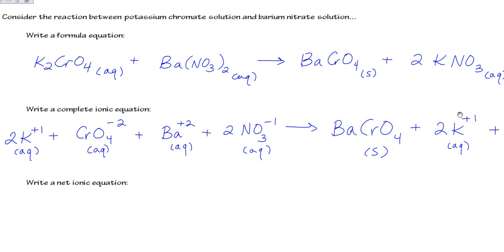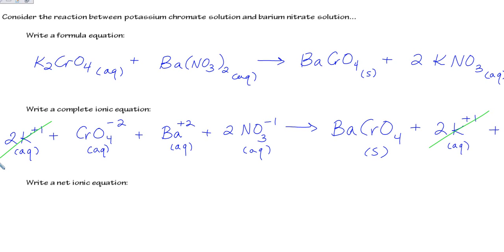2 potassium ions. They're exactly the same on both sides. Or here, when I look at the original formula equation, potassium's aqueous. Potassium's aqueous. Those potassium ions don't change in any way. They're spectators, and we can get rid of them. They're not part of the chemical reaction. So we cross them off.